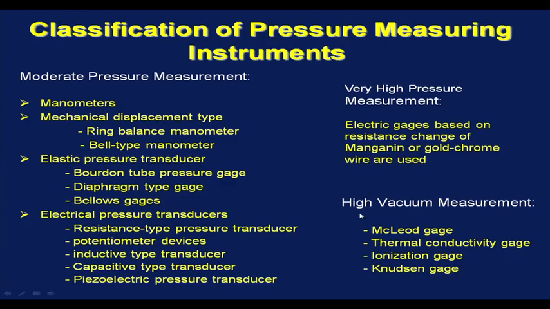On the other hand, when we need to measure very low pressure or very high vacuum, we have McLeod gauge, thermal conductivity gauge, also called Pirani gauge, ionization gauge, and Knudsen gauge. So, now we will see in some more detail some of these pressure measuring instruments.